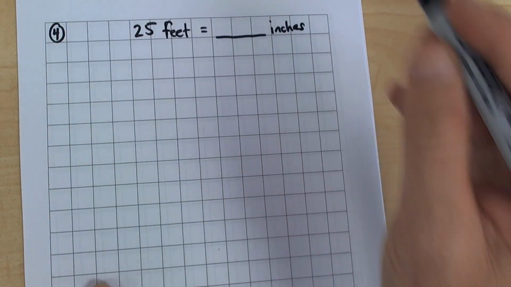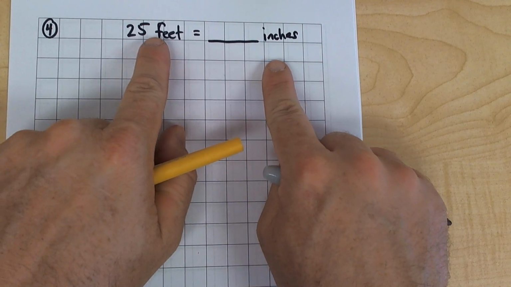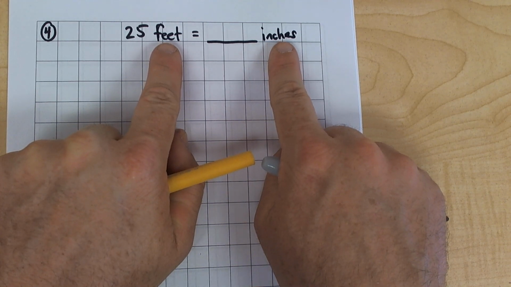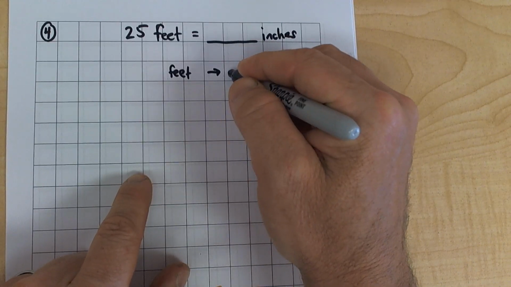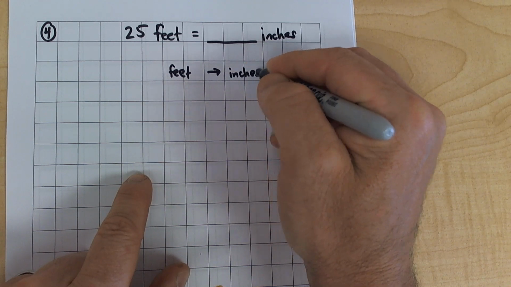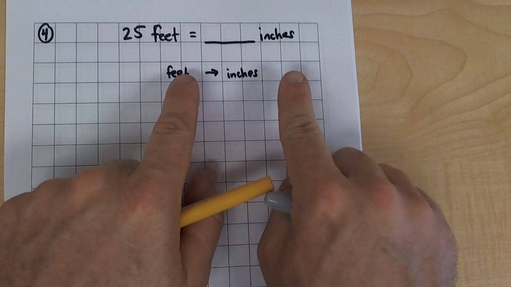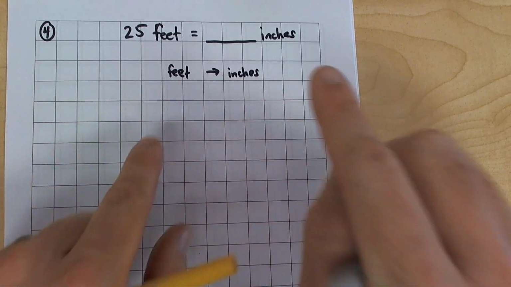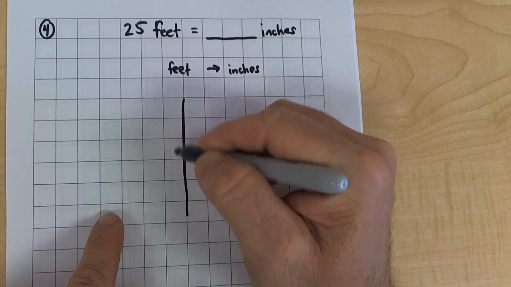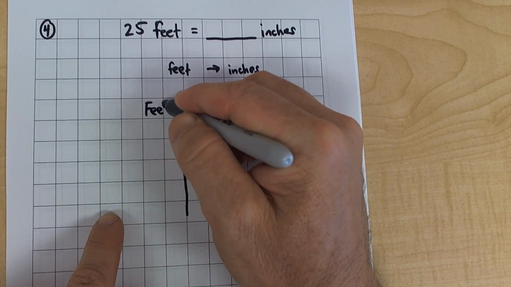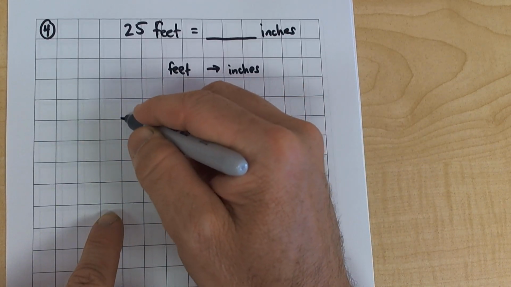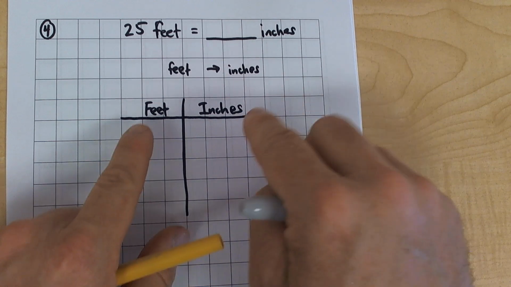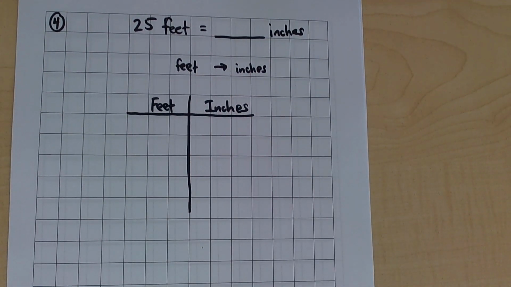Okay? So the very first thing we want to identify is the 2 units of measure that we're working with. We're going from feet to inches. All right? Now that I know I'm going from feet to inches, I'm going to set up my handy dandy table just like I did before for my other unit of measure, this time matching what we're working with.